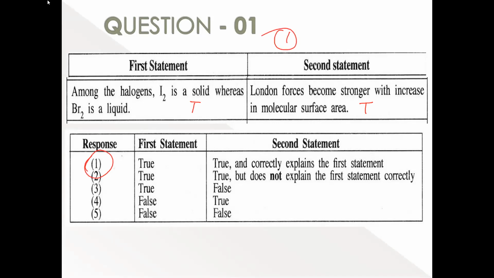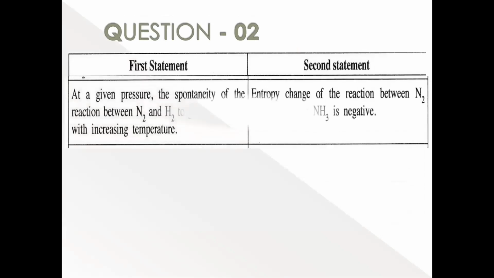Let's move on to the next question, question number 2. The first statement: at a given pressure, the spontaneity of the reaction between N2 and H2 to give NH3 drops with increasing temperature. So they are talking about the spontaneity of the reaction at constant pressure. So let's see what is happening.